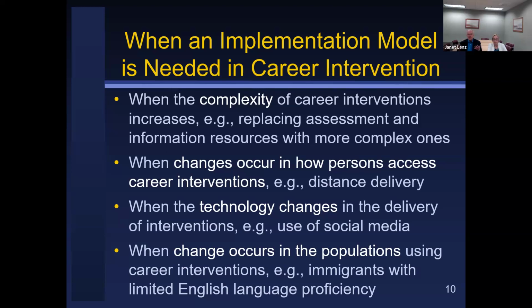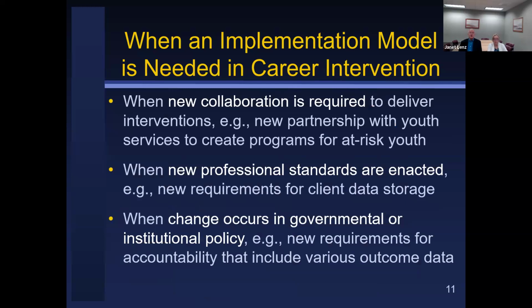Other things, like when technology changes, like social media, and we figure out how to make effective use of it, or when we end up with new types of clients that we serve, or when we have new collaborating partners that we haven't really dealt with before, with new organizational cultures of their own. How do we mesh with those people? One example would be when career centers work more closely with academic advising.